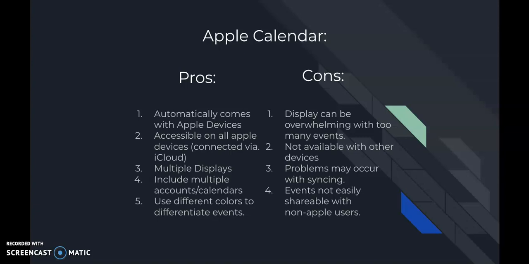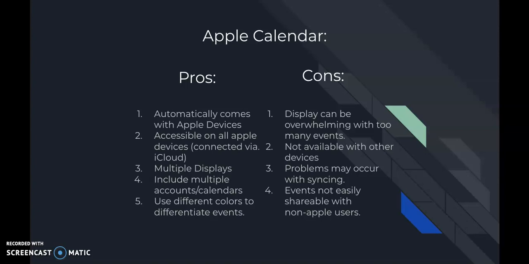Here are some pros and cons for Apple Calendar. Some pros include that it automatically comes with Apple devices. It's accessible on all Apple devices and shares information via iCloud, as mentioned. There are multiple displays. It includes multiple accounts and calendars, which is great if you want to know everything in just one place. And you can use different colors to differentiate events.